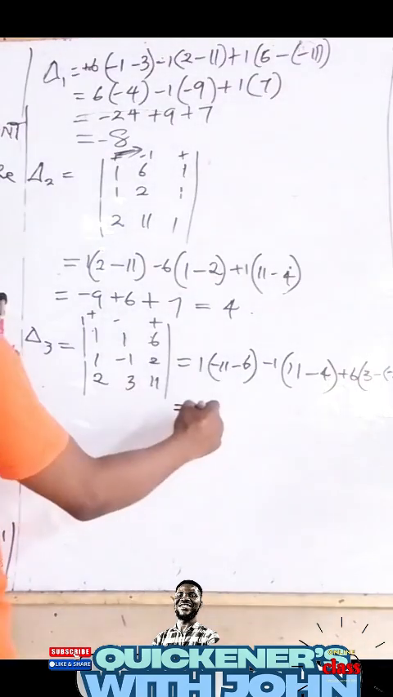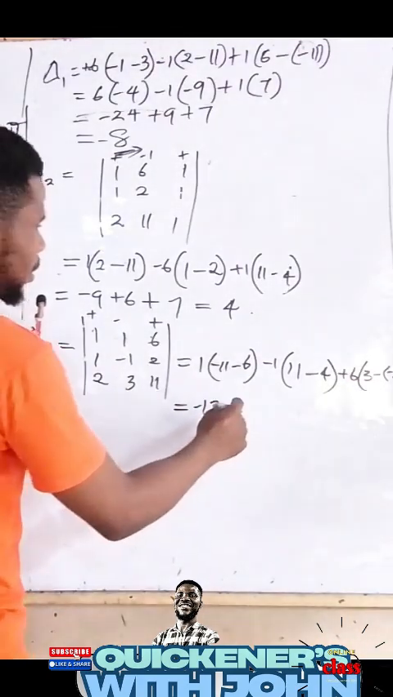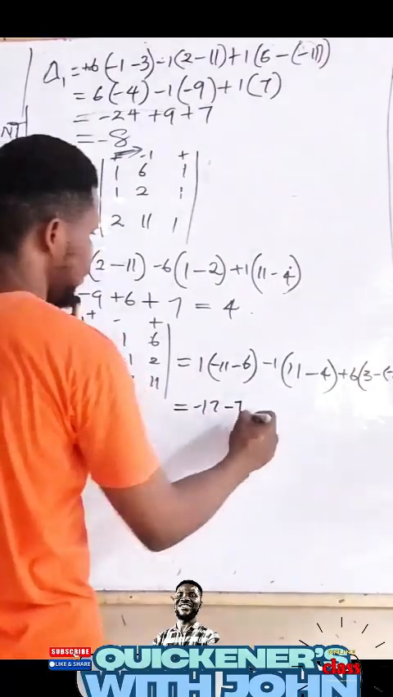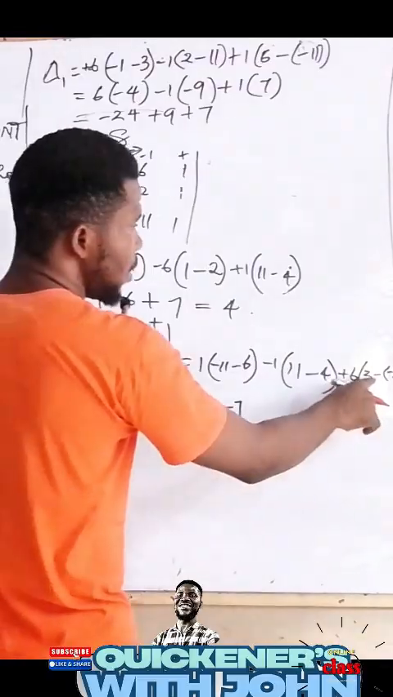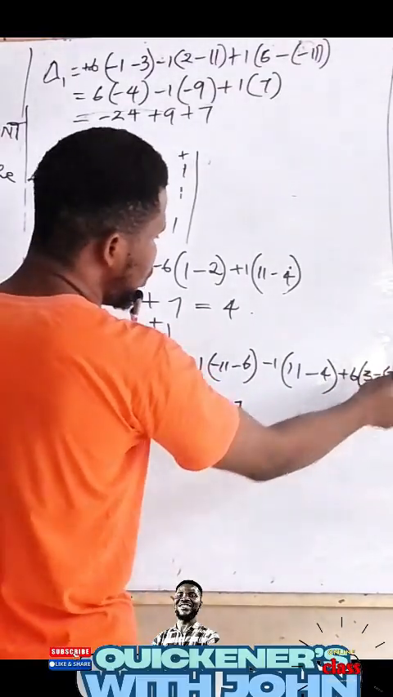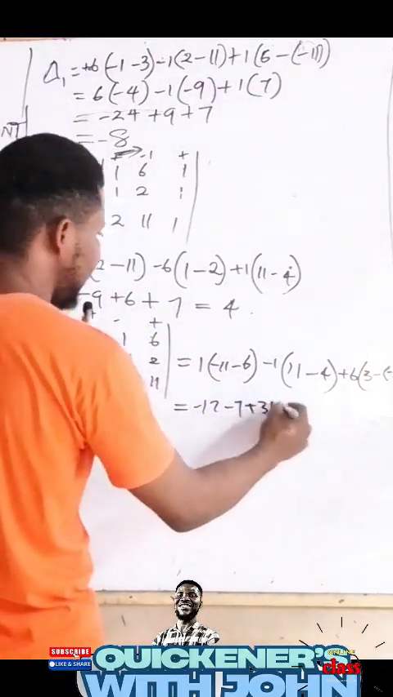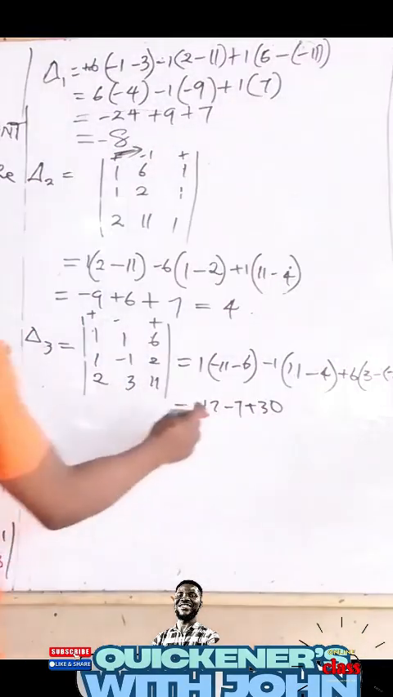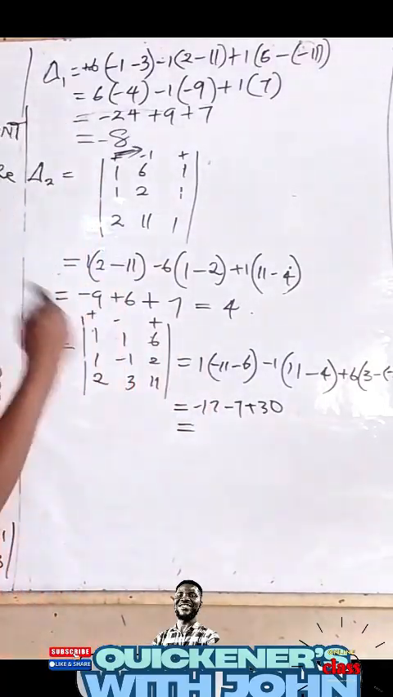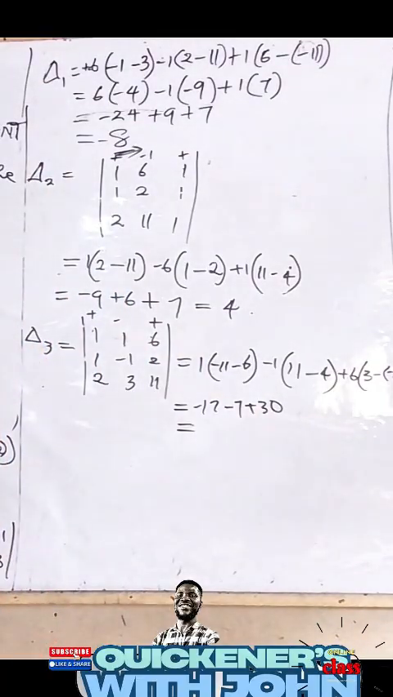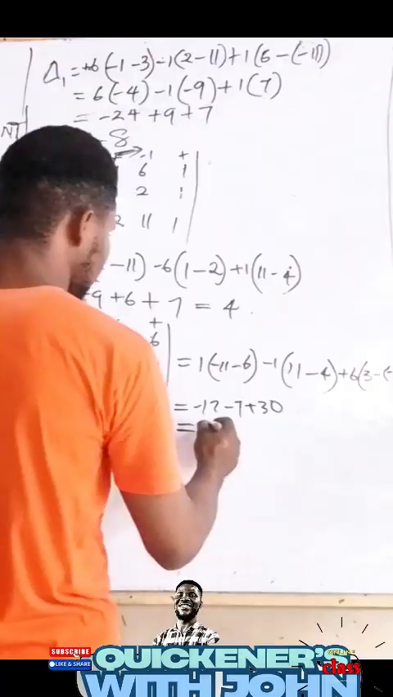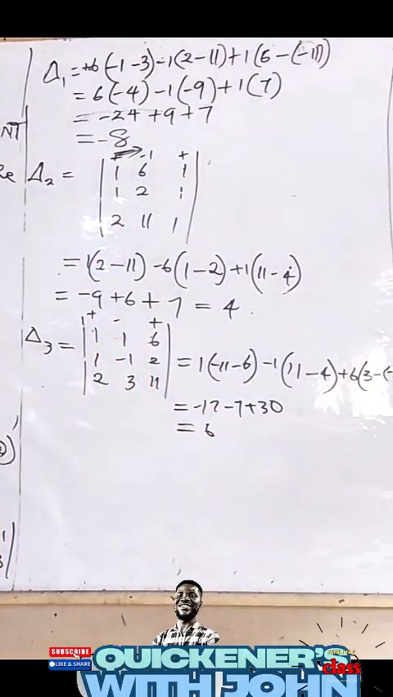Minus 11 minus 6, that's minus 17. 11 minus 4, that is 7. 7 times 1, 7. 7 times minus 1, minus 7. Minus times minus plus. 3 plus 2, 5. 5 times 6, that is 30. So when you add this, what do you have? This is minus 24, right? Minus 24 plus 30, that's what? That's 6. Is that not? Minus 24 plus 30, that's 6.